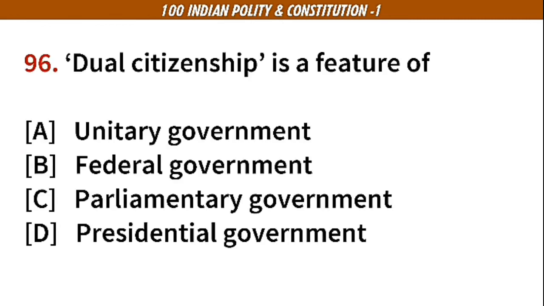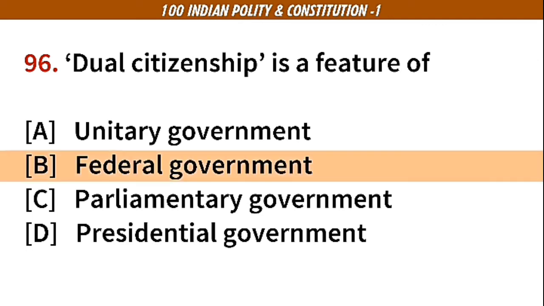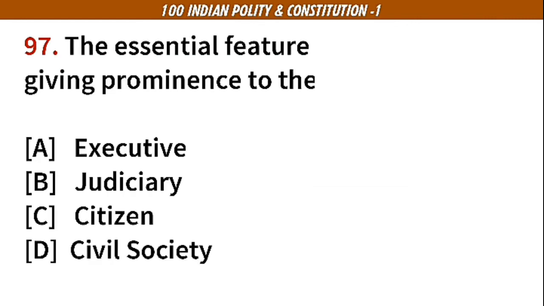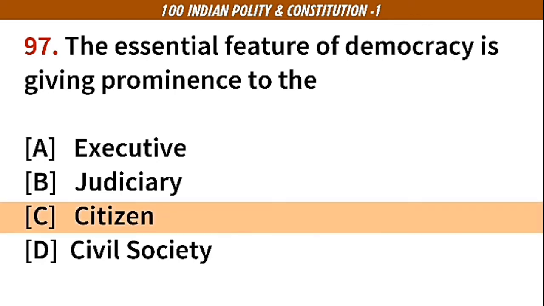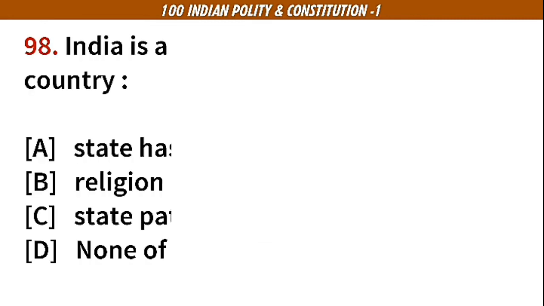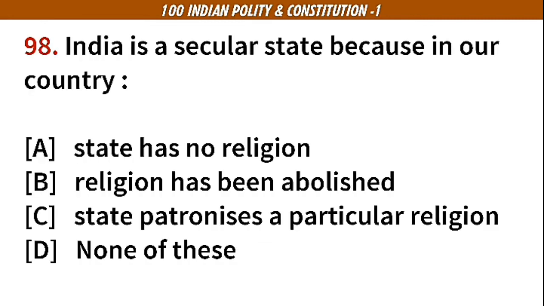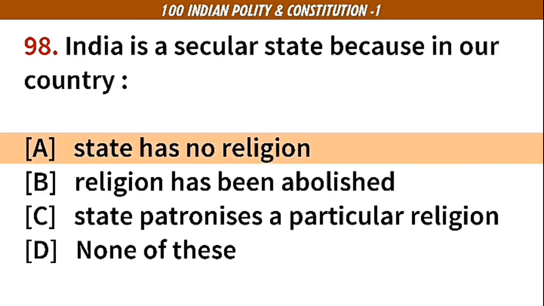Dual citizenship is a feature of? Answer B. Federal government. The essential feature of democracy is given prominence to the? Answer C. Citizen. India is a secular state because in our country? Answer A. State has no religion.